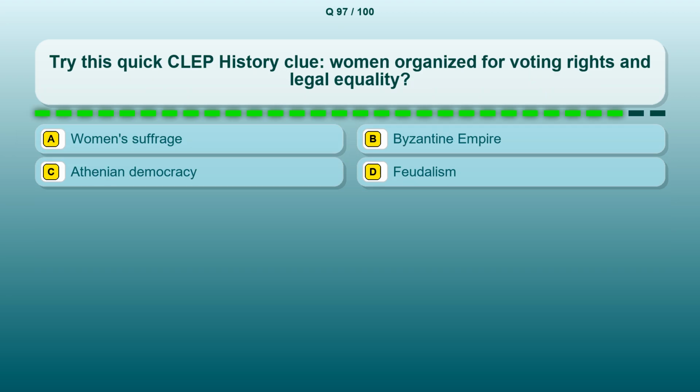Question 97. Try this quick CLEP history clue. Women organized for voting rights and legal equality. Option A, women's suffrage. Option B, Byzantine Empire. Option C, Athenian democracy. Option D, feudalism.